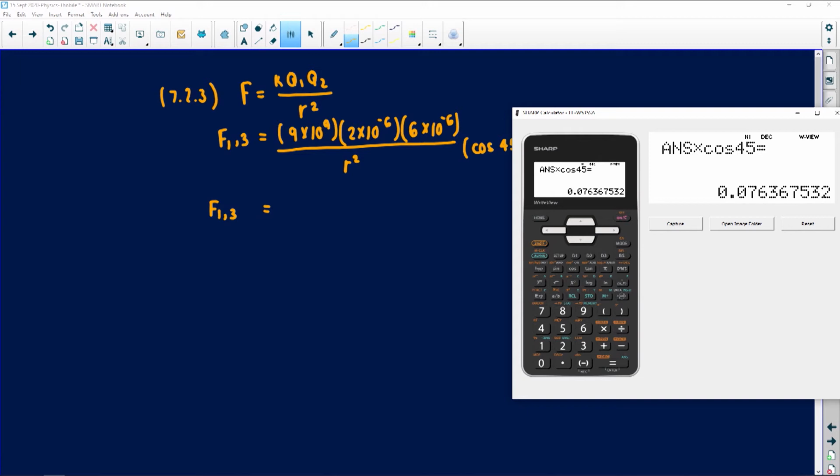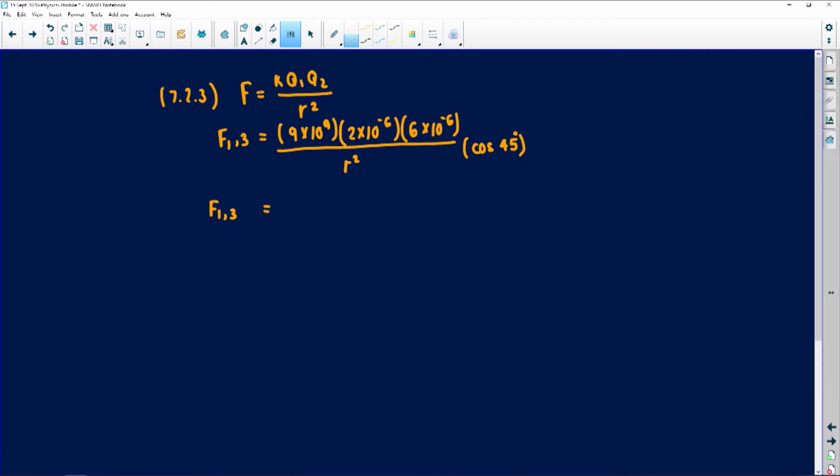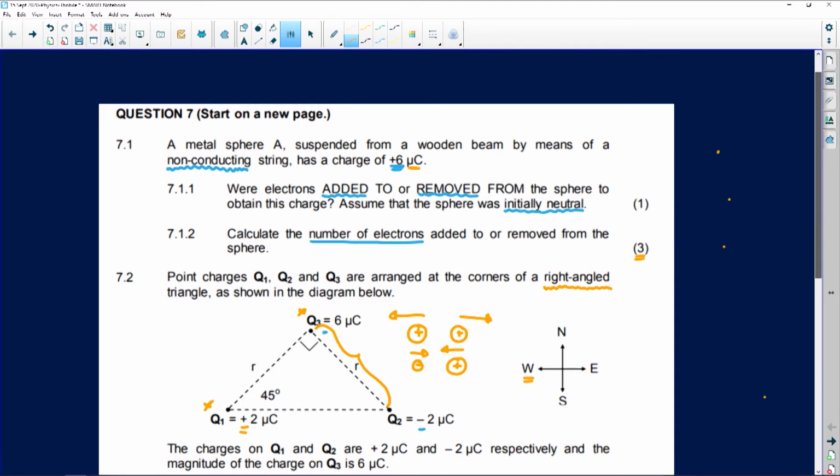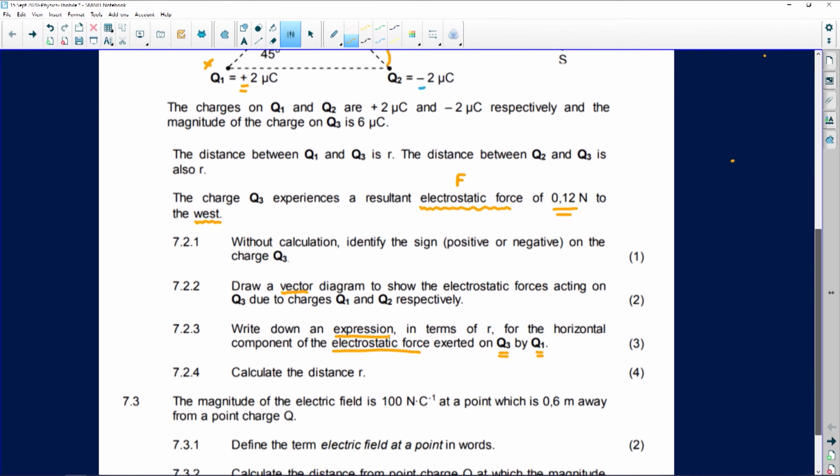Now I'm going to leave it to 3 decimal places because this is not my final answer. So I'm just going to leave it to 3 decimal places so that I'm more rounded off. 0.0764. If this was my final answer, I would have rounded it off to 2 decimal places. I still have r squared there at the top. So this is my expression. Exactly like when we did tension and all that stuff, I have an unknown there, and I also don't know the electrostatic force. So that is my expression of how I can actually answer this question.